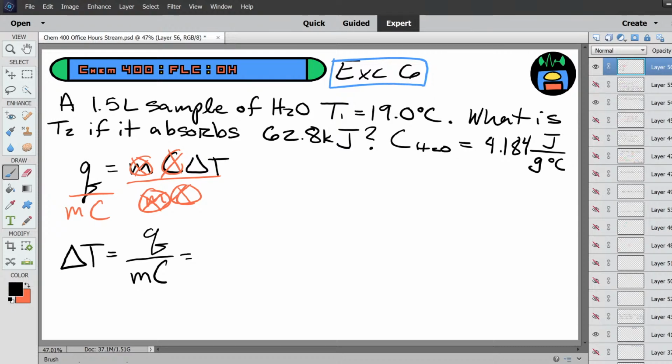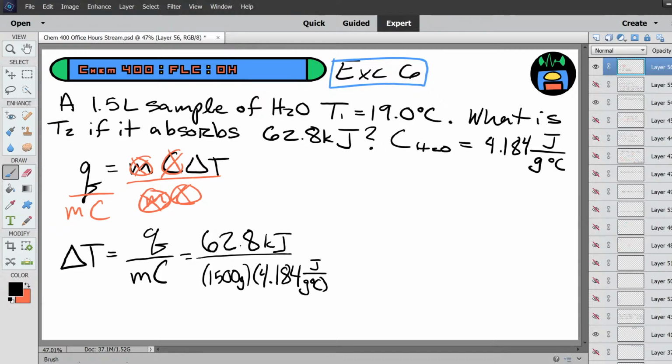So the amount of energy that we absorb here, 62.8 kilojoules, over our mass, which we just solved for, 1,500 grams, times our specific heat, 4.184 joules per gram degree Celsius. Now here we run into a second units problem. Our specific heat capacity has an energy unit of joules, but we've been given our energy in kilojoules. These two need to be the same in order for us to plug them in.